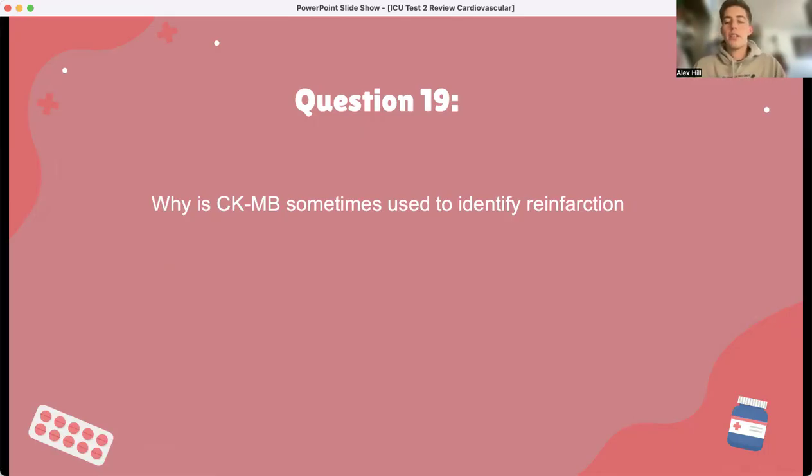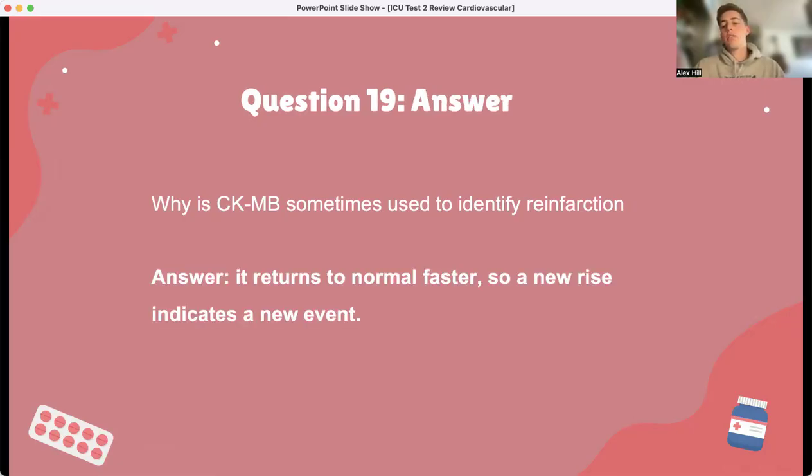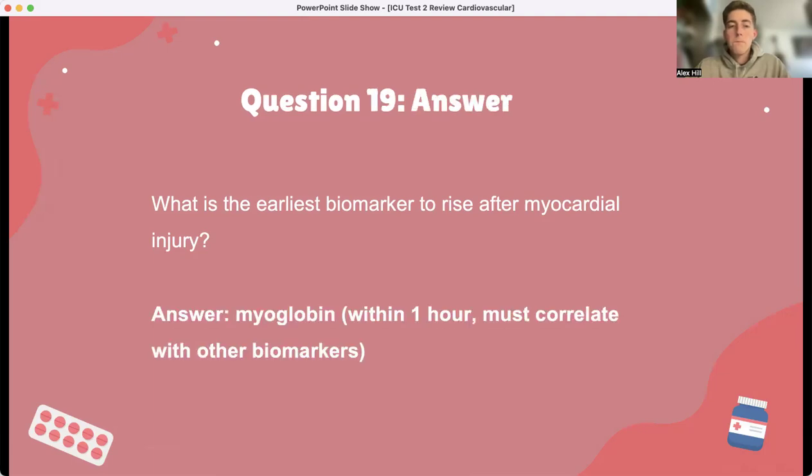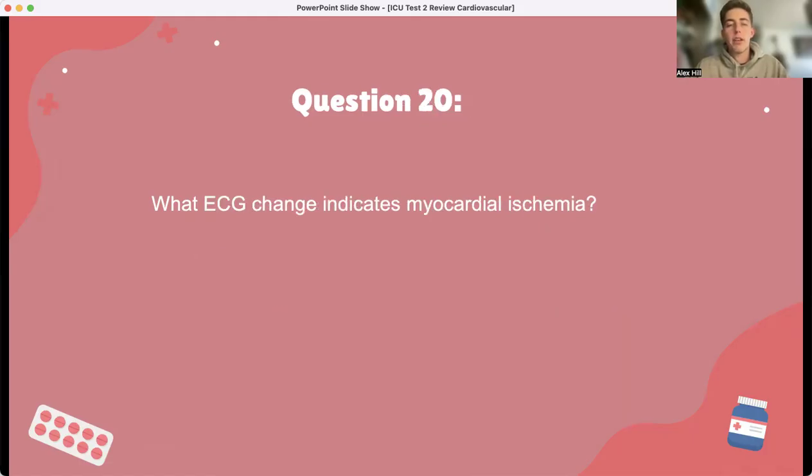So remember, troponin stays elevated for a while. CKMB will fall back to normal pretty quick. And so this can tell you if there's a new rise. What is the earliest biomarker to rise after myocardial injury? Myoglobin. So it's the quickest, but it's also not very specific. High sensitivity troponin is 1 to 3 hours.